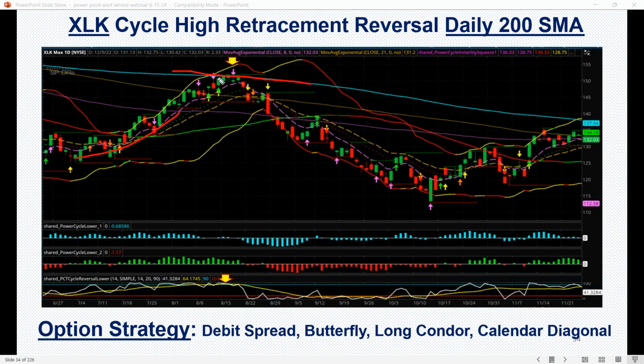And the first time up into a 200-day or 200-week, it usually is not going to crack. It'll maybe hit it, and then it pulls back. So you can see the reversal there. Momentum starts shifting, and down she goes. So good trade setups would be debit spreads again, butterflies, long condors, calendars, diagonals, to align with that kind of chart pattern.